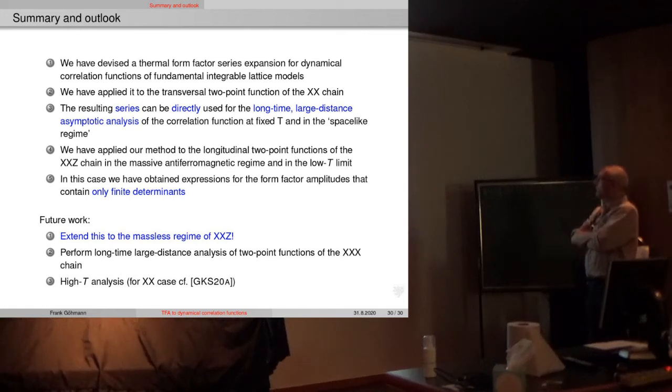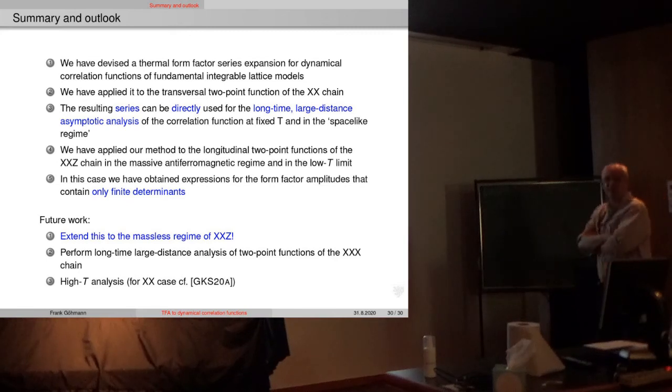We have applied our method to the longitudinal two-point function of the XXZ chain in the massive antiferromagnetic regime and in the low-T limit. This was the second part of the talk. And in this case, we have obtained expressions for the form factor amplitudes that contain only finite determinants, no infinite objects anymore.